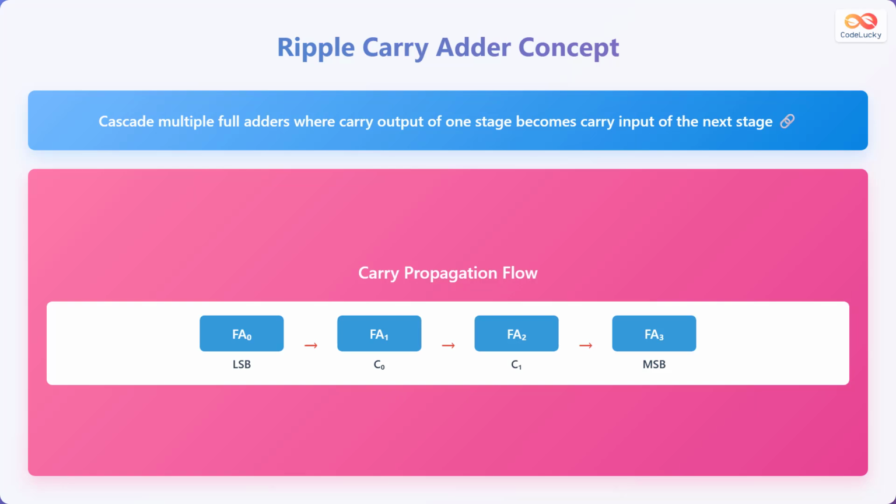The core idea behind a ripple carry adder involves cascading multiple full adders. The carry output of one stage becomes the carry input of the subsequent stage. In this diagram, you can see the carry propagation flow. We have full adder 0, then the carry moves to full adder 1, then the carry moves to full adder 2, and finally the carry moves to full adder 3. Full adder 0 is the least significant bit, and full adder 3 is the most significant bit.